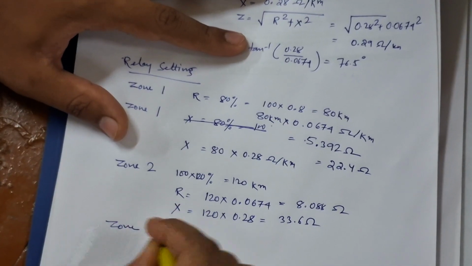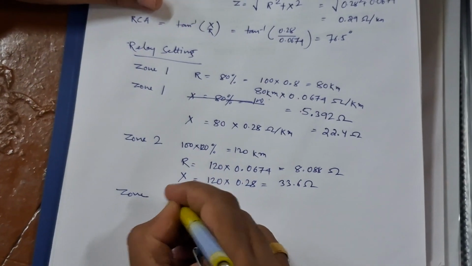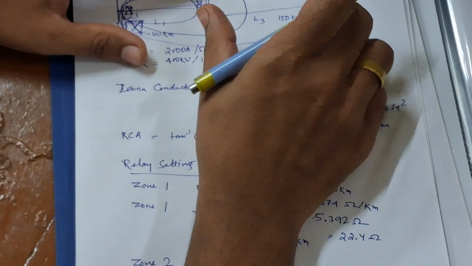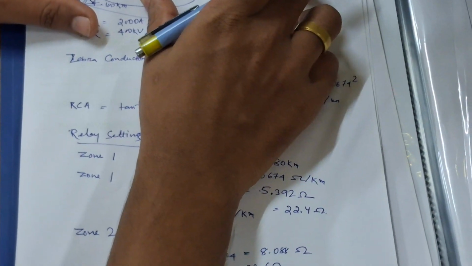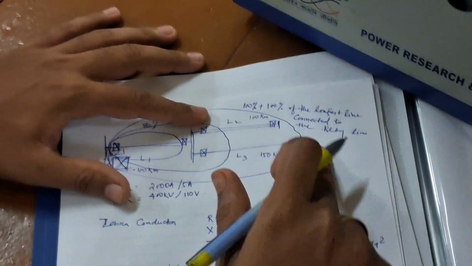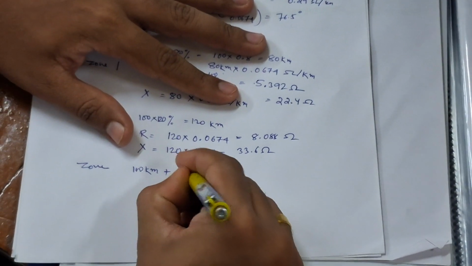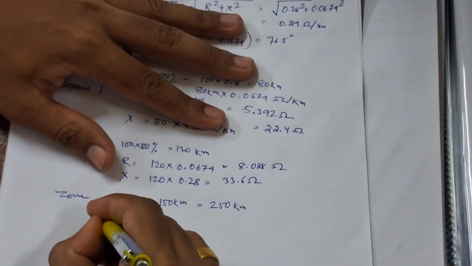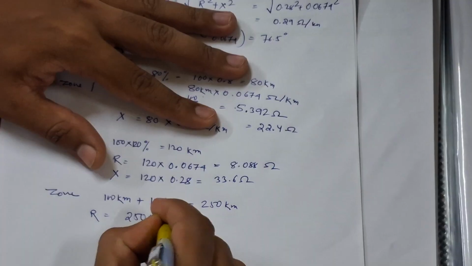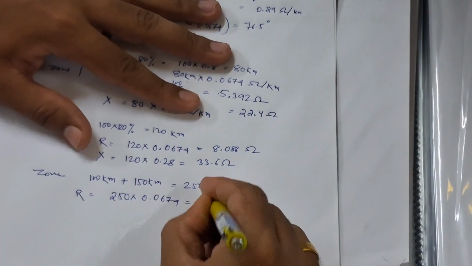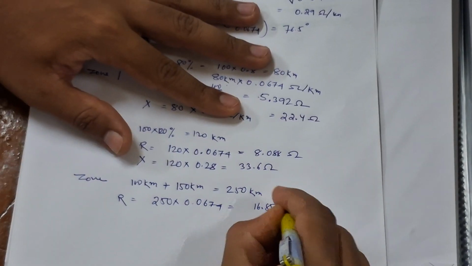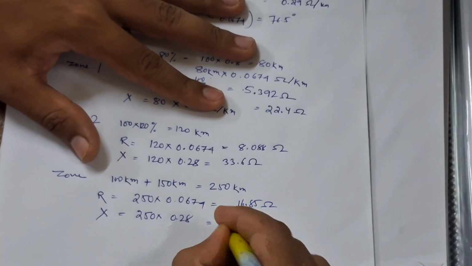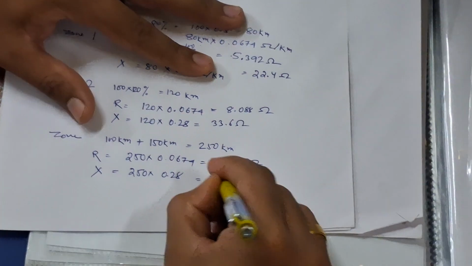For zone 3, 100% of the line, that is 100 kilometer, plus the length of the longest line, that in this case is 150 kilometers, so the total length will come to 250 kilometer. So resistance will be 250 into 0.0674, that will be 16.85 ohm, and X will come 250 into 0.28, that is 70 ohm.